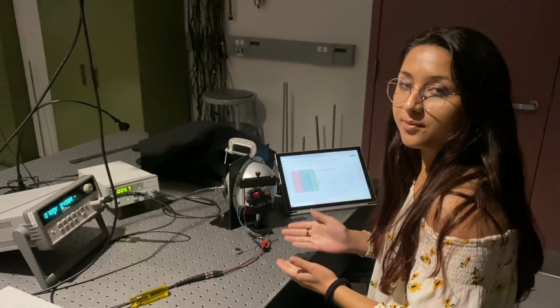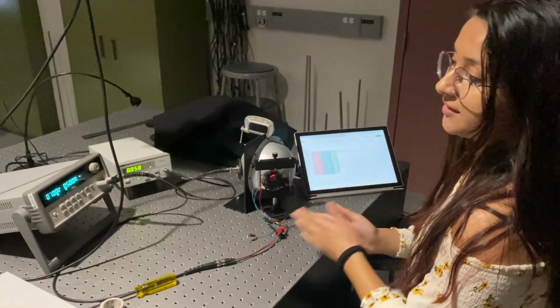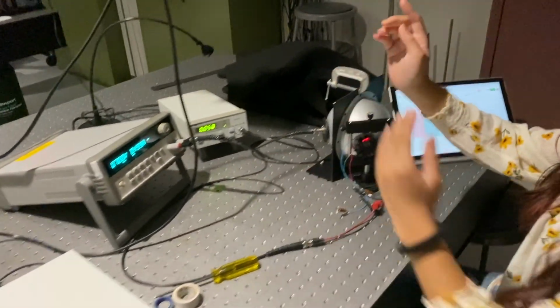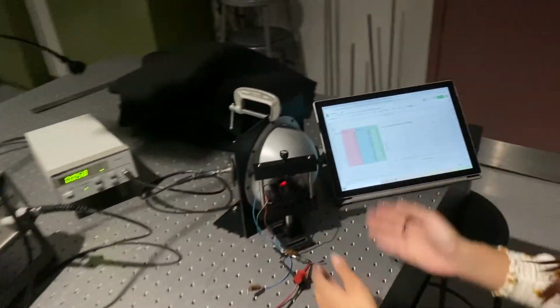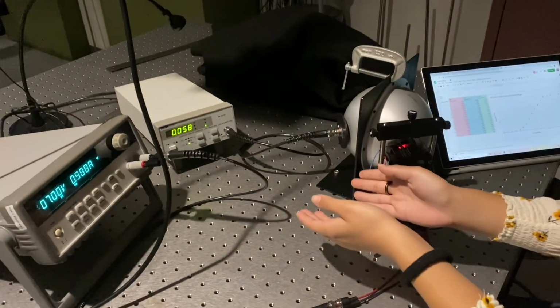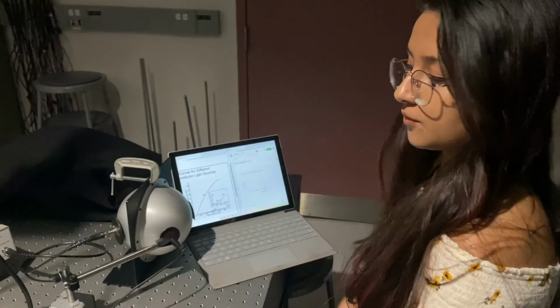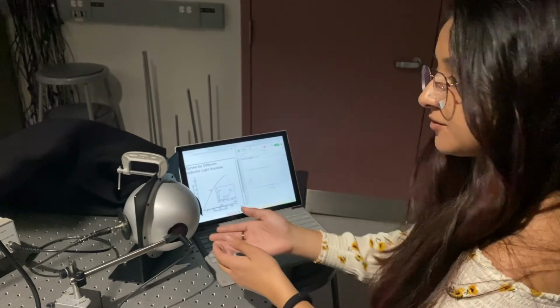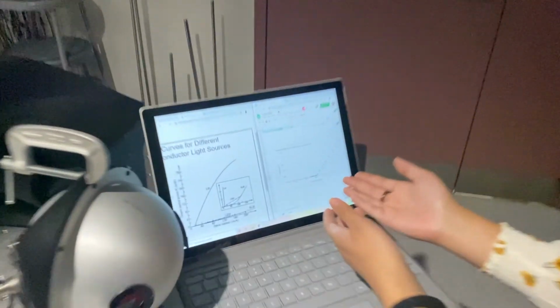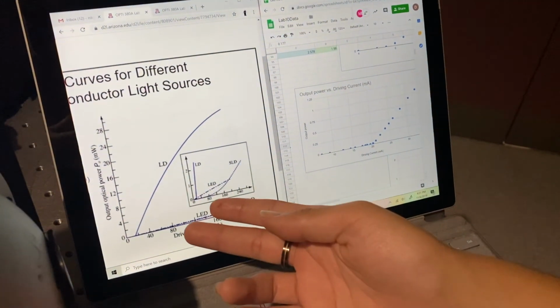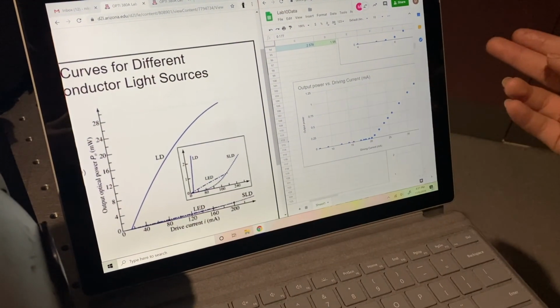The purpose of this part is to examine the relationship between the input voltage and the output power of the LED. So to do that, we changed the voltage and recorded the power. And then we plotted it, and as you can see here, it follows a pretty linear pattern until it maxes out. We then repeated the experiment but with a laser diode and got this result. And as you can see, it matches pretty closely to the expected result with a very sharp incline.